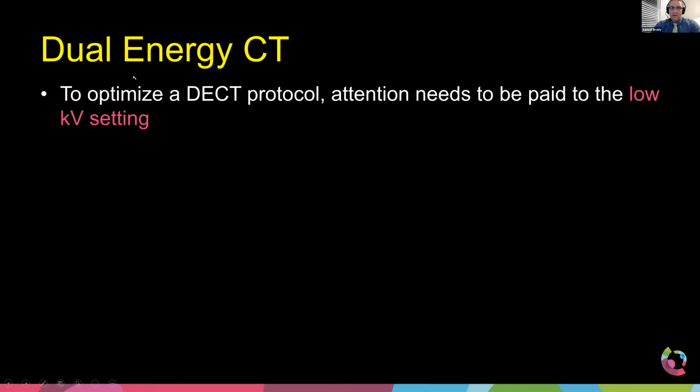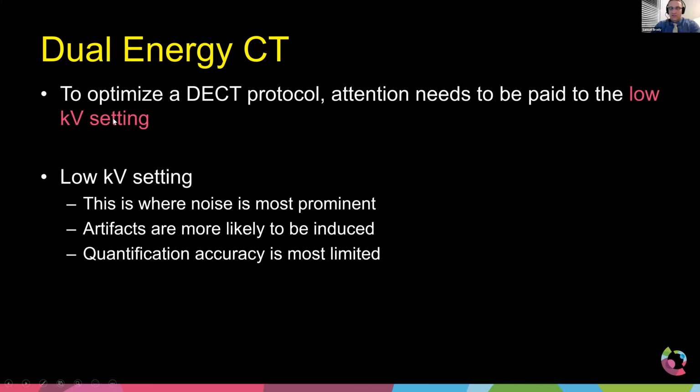So let's talk a little bit about how we optimize dual energy CT protocols. Attention really needs to be paid to the very low kV setting. Of the two spectrums we're going to acquire, let's look at the low kV setting. That's where most of the noise is found. The noise is most prominent, most intense, which we've seen. That's where most of the artifacts are found. And then the quantification accuracy is the most difficult at the low kV settings.